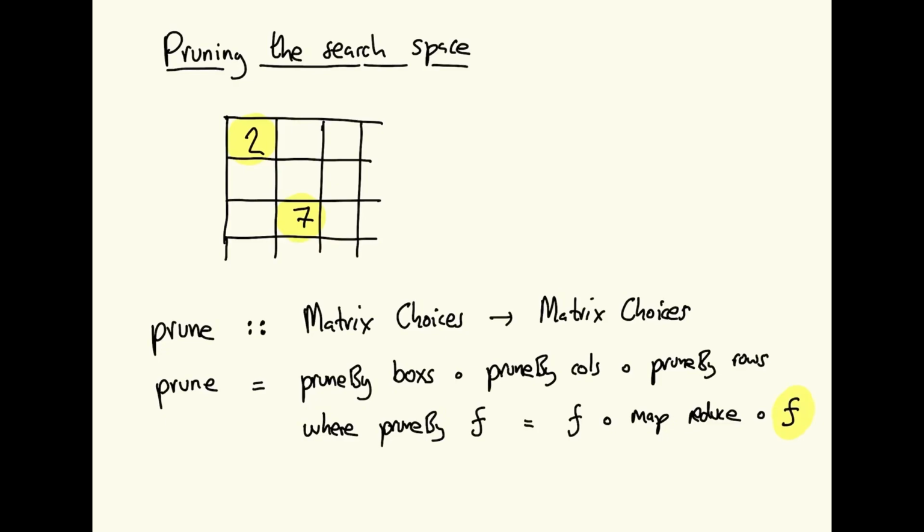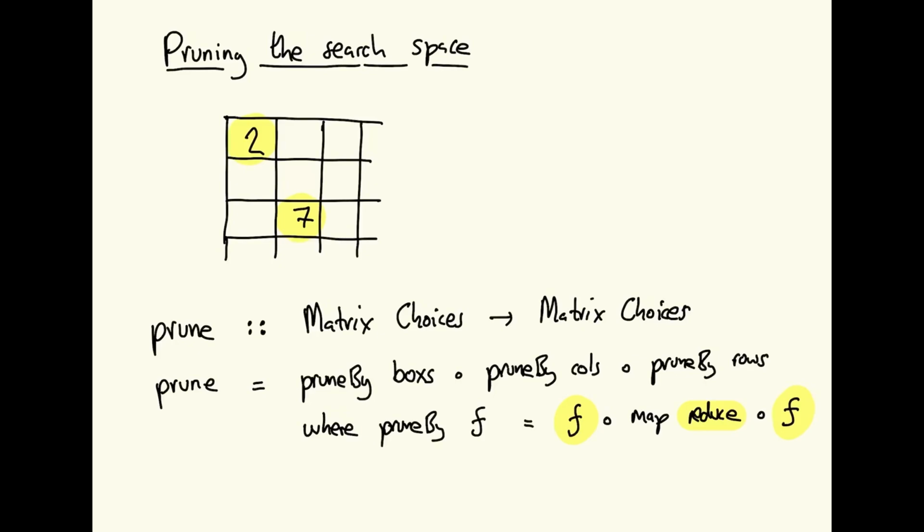That would extract the columns as rows. And then for each of those rows, we'd apply a function called reduce, which we haven't yet written, and then we'll put the columns back together. Here we're exploiting the fact that when you apply, for example, the columns function twice, it gets you back where you started. So this lets us prune the columns by transforming the columns into rows, operating on those rows, and then putting the columns back together. And it's the same for the boxes and the rows as well.